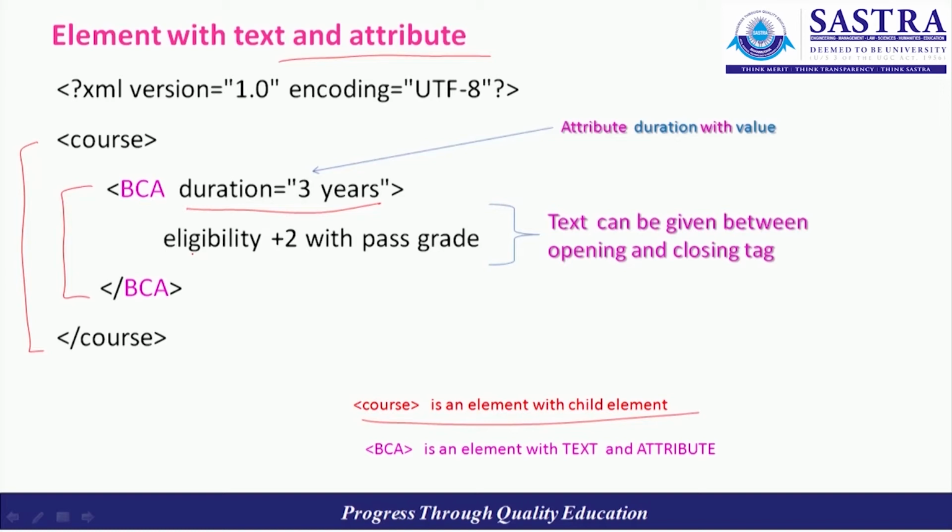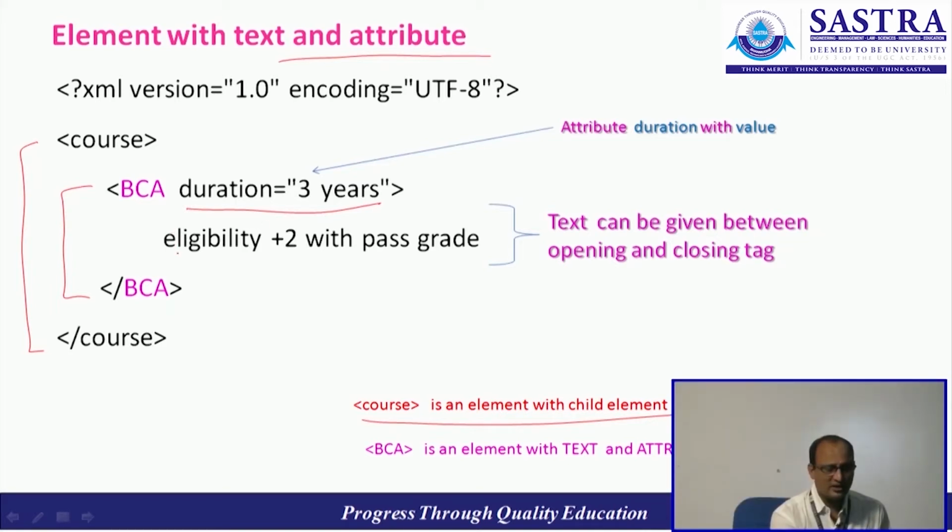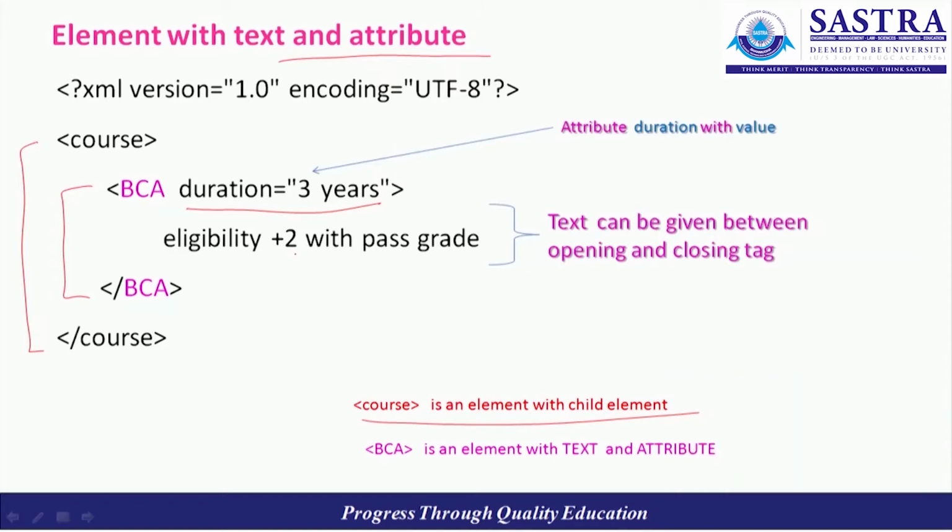What is the text? Eligibility +2 with pass grade. Are there any mistakes? No, because in the eligibility +2, these are symbols: plus, minus, any symbol other than greater than, less than, ampersand, single quote, double quote, we can use. So in that way, this element BCA which is carrying text is right. So text can be given between the opening and closing element. This is the opening element, this is the closing element.